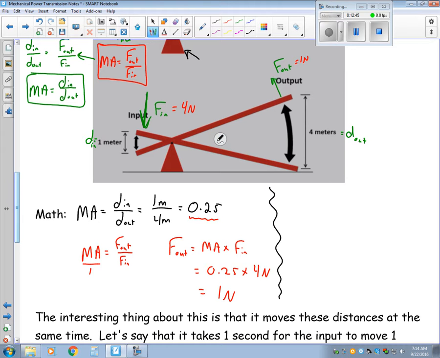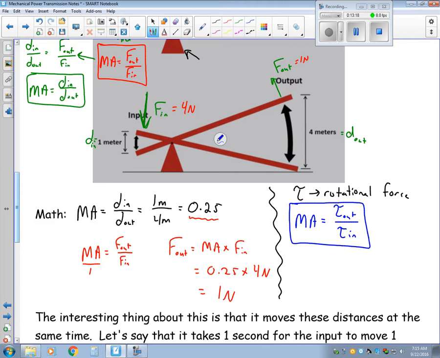Remember that forces are linear things. We have a rotational version of force, which we call torque. So I can rewrite my mechanical advantage equation in terms of torque. So I would have the output torque divided by the input torque. So it's the same thing as force.